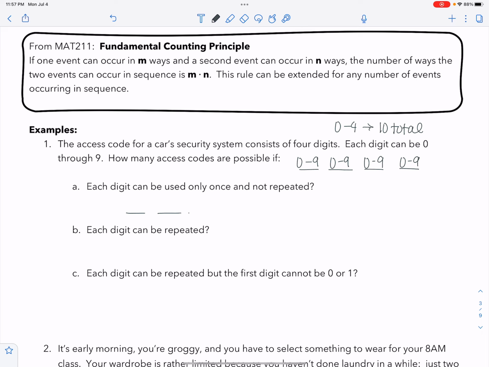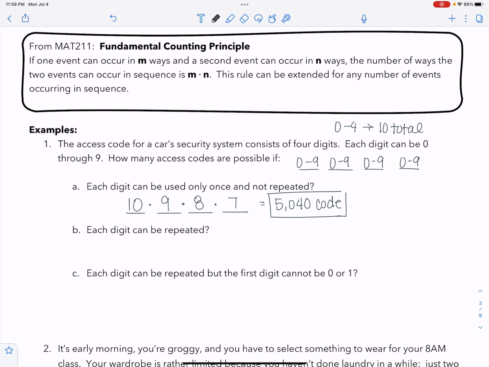Well, I still have the same 4-digit code. The first one, there's 10 possible digits, 0 to 9. However, whatever number I picked first, I can't use in the second one. Now, the second digit, there's only 9 possibilities because I just used one. The third digit, there's only 8 possibilities because now I've used 2 numbers. And then the last one, there's only 7 digits because I've used all the other numbers above that haven't been repeated. If you multiply all those, you get 5,040 codes that could be made with that stipulation.